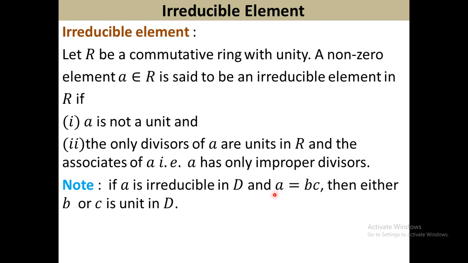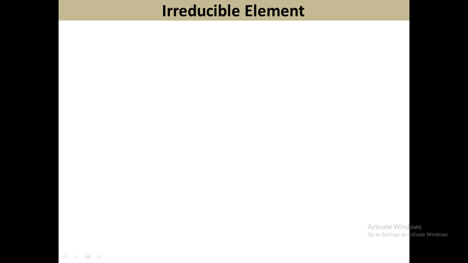However, there is a condition: if A equal to BC, that is, B and C are divisors, then either B or C will be a unit. Both cannot be non-units; this is not possible. If B is not a unit, then B must be A. Now I give some examples, then you will understand irreducible elements.